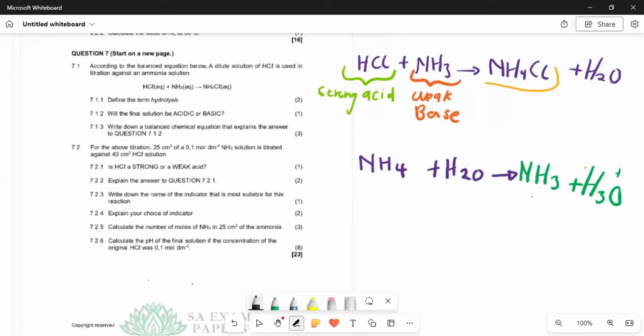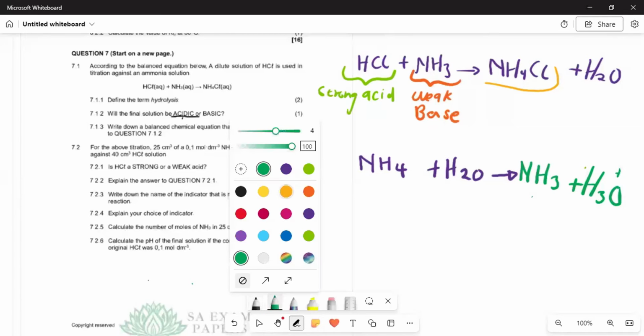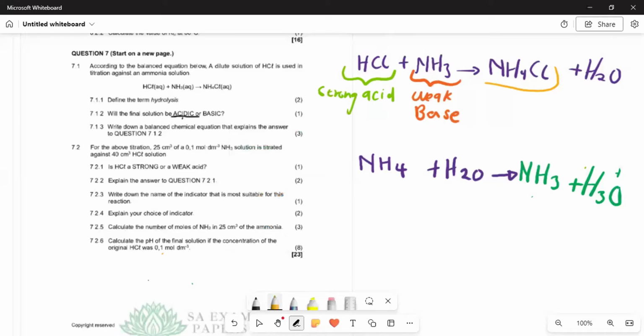Now, because H3O ions are formed, right? And remember, what do these H3O ions do? They reduce your pH. This simply means that the final solution in this case will be acidic. Why? Because H3O ions are formed, right? Now, to answer the preceding question, write down the balanced chemical equation and explain the answer.